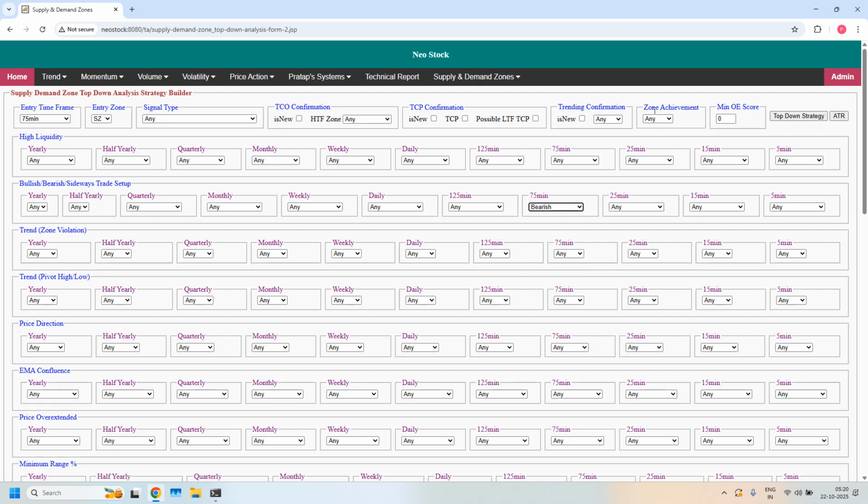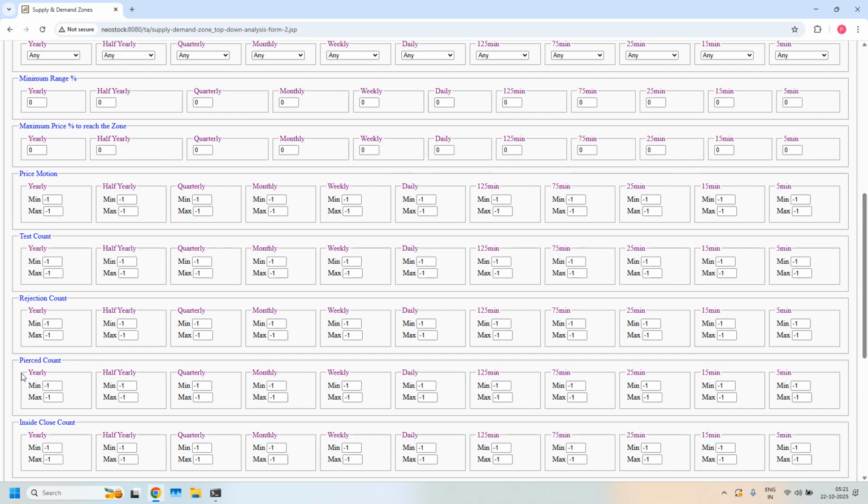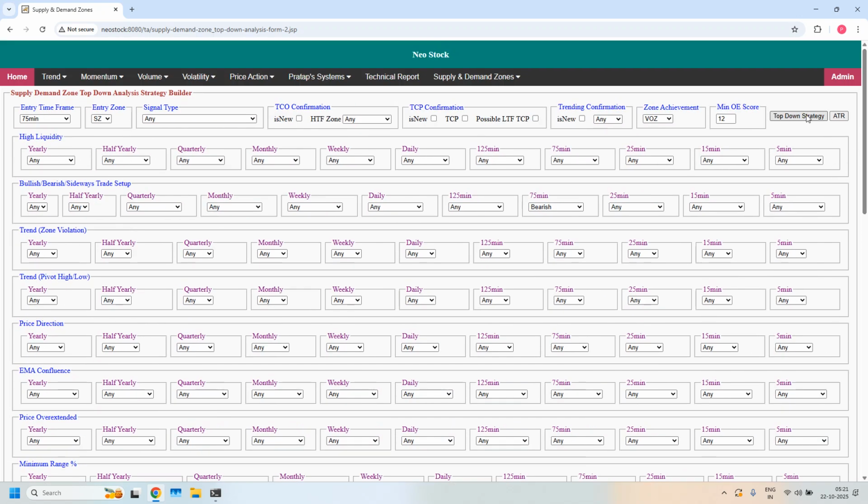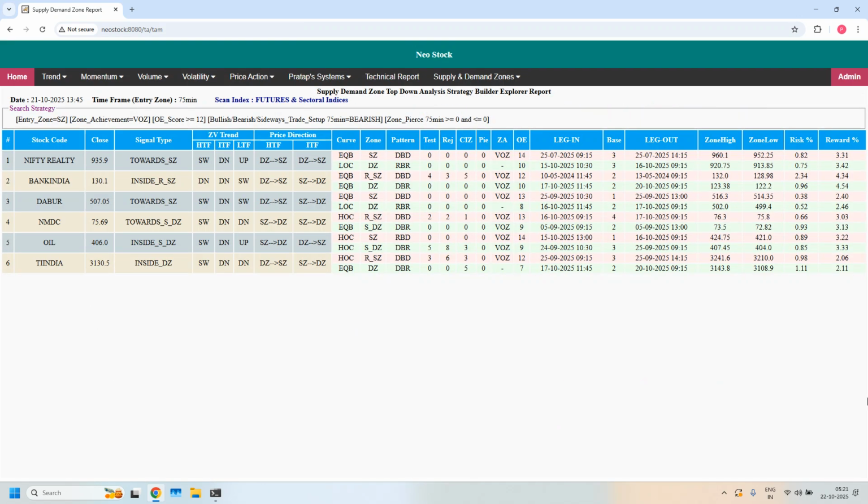I am selecting bearish. Zone achievement violated opposing zone, minimum odd enhanced score 12, and 75 minutes supply zone should not be pierced. So in the pierced count at 75 minutes time frame, I am setting minimum value 0, maximum value 0. So with these filters, we got 6 stocks supporting bearish trade setup for weekly income trade, and the entry time frame zones are 75 minute supply zones. So total we got 6 stocks.